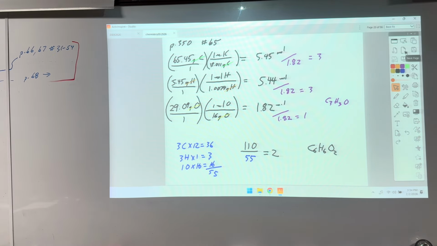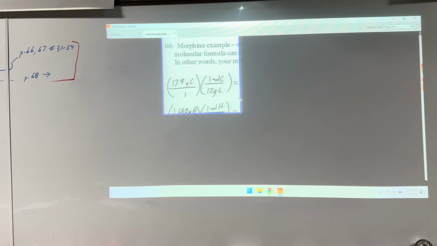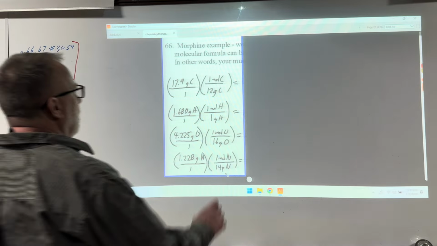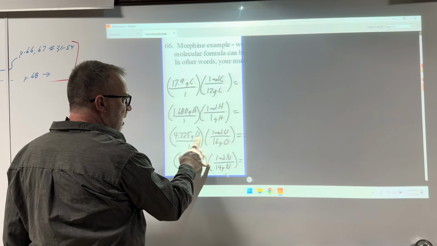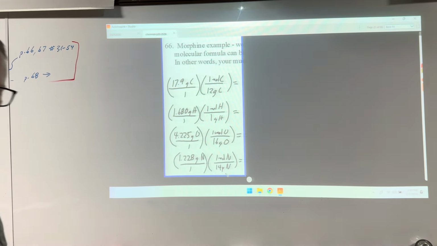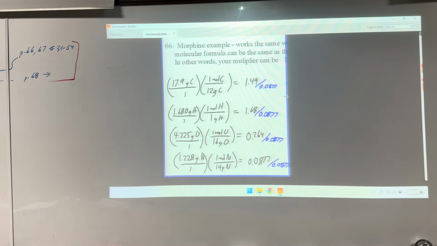And when you do that, it looks like this. Grams carbon cancels, grams hydrogen cancels, grams oxygen cancels, grams nitrogen cancels. And you convert these to moles. And then they are 1.49, 1.68, 0.264, and 0.0877. This is the smallest. Divide them all by the smallest. And the numbers you get are 17, 19, 3, and 2.